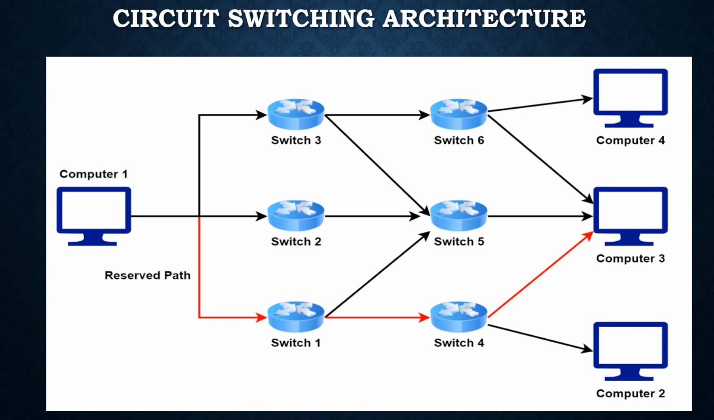Here is the architecture of circuit switching. So this is the general architecture where we use the circuit switching technique to transfer data from computer 1 to computer 3. As you can see here, there is a dedicated path shown in the red arrow that connects computer 1 to computer 3.